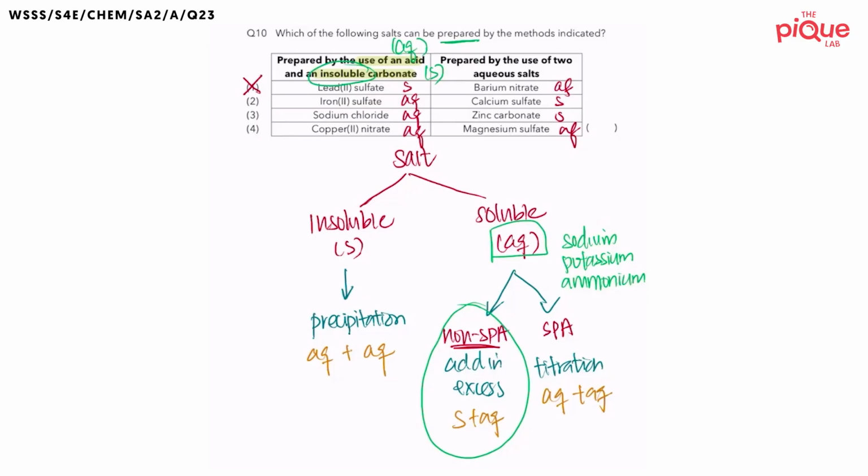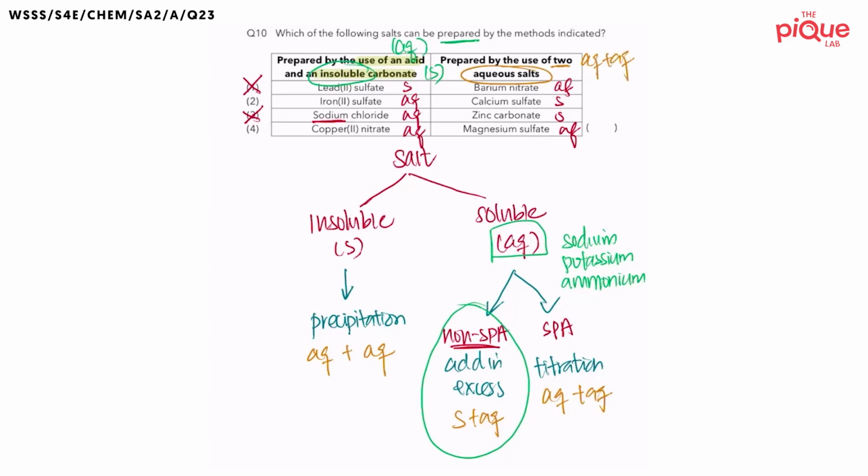Look at options 2, 3, and 4 and see whether there are any that correspond to this. You realize that option 3 has the word sodium in it, and therefore we can cross out option 3 already. Now to look at options 2 and 4, how do we select between these two? Let's take a look at the right-hand side and see whether we can eliminate any other option. Here it says that it is being prepared by the use of two aqueous salts, which means that we are trying to do aqueous plus aqueous.